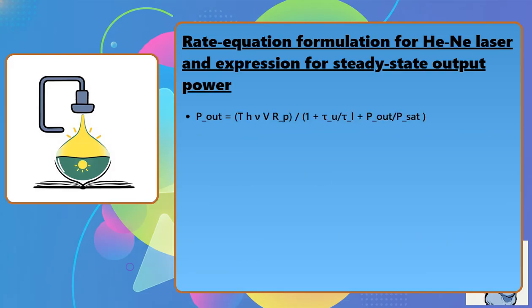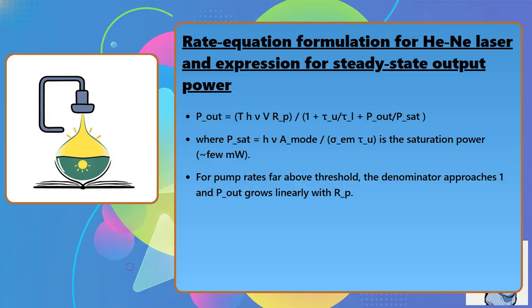P_out = T hν V R_P divided by (1 + τ_U/τ_L + P_out/P_sat), where P_sat = hν A_mode / (σ_m τ_U) is the saturation power, approximately a few milliwatts. For pump rates far above threshold, the denominator approaches 1 and P_out grows linearly with R_P.